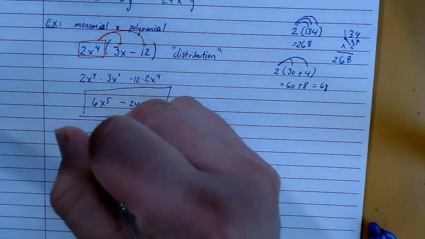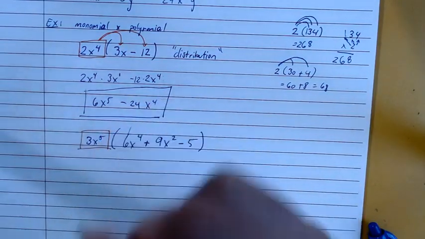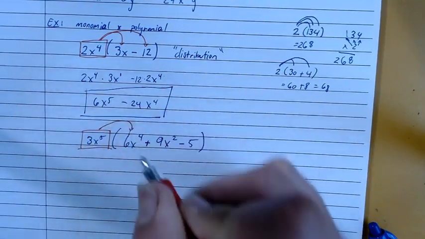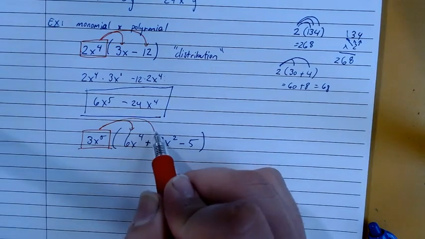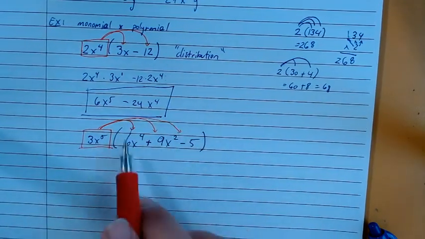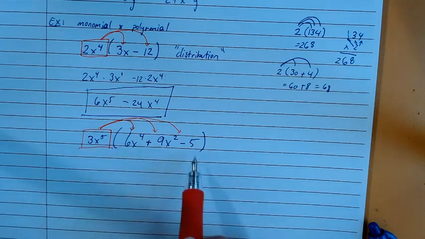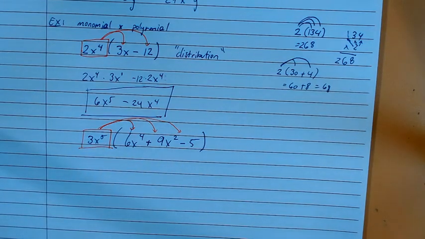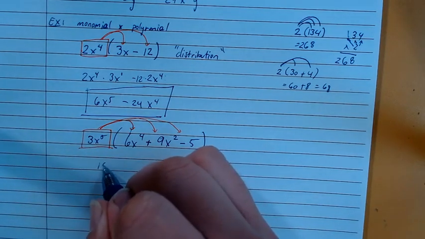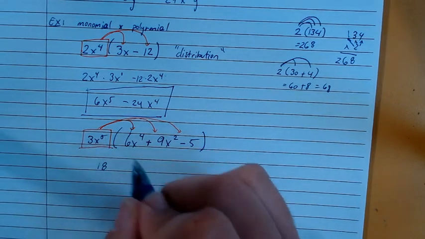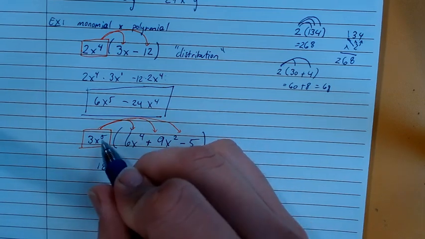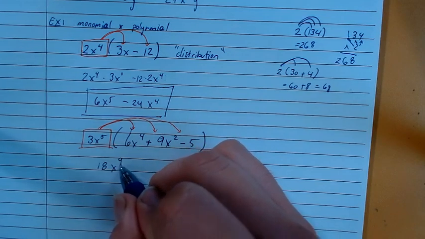We're going to go ahead and take this expression, the 3x to the power 5, and we're going to distribute it one at a time into all 3 of our terms. If we had 4 terms, we would distribute to 4 terms. However many terms we have, we're going to distribute this into all of them. Okay, so 3 times 6, that'll give me 18. X to the power 5 times x to the power 4 will give me x to the power 5 plus 4. In other words, x to the power 9.